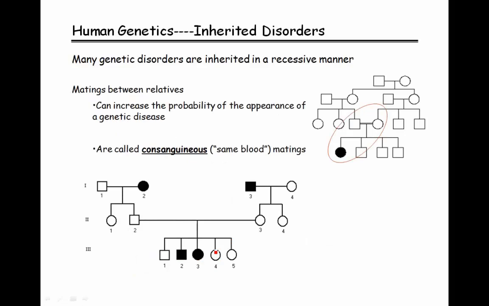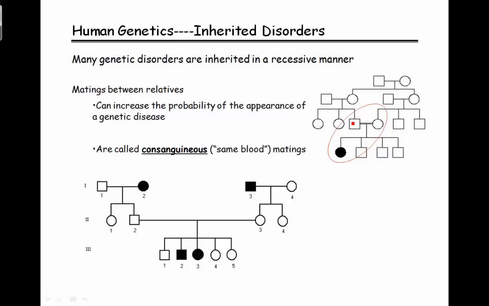Now, if we talk a little bit about matings between relatives, or what's commonly called inbreeding. Inbreeding can increase the probability of the appearance of a genetic disease. It can increase the probability. It does not necessarily mean that there will be a genetic disease in the offspring. These are called consanguineous matings, or same blood matings. If we look at a pedigree where there is going to be some inbreeding, there is a little double line here. I don't know if you can see that there's a double line there, but that double line indicates that we do have inbreeding.